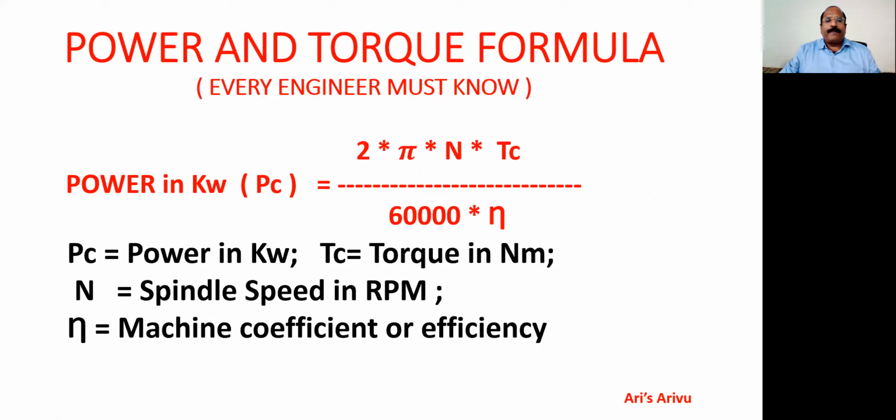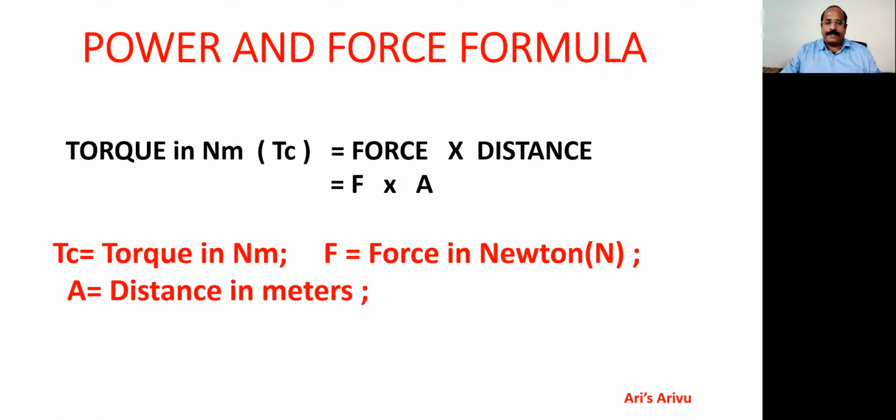Now the power and torque relationship. We should know what torque is coming out of the milling machine, so that we don't exceed the torque available on the spindle or motor. Power equals 2 pi N T by 60,000, where N is the RPM and T is the torque in Newton meter. Once we know the power, we can always calculate torque, which is very much required to assess the capacity and capability of the machine.